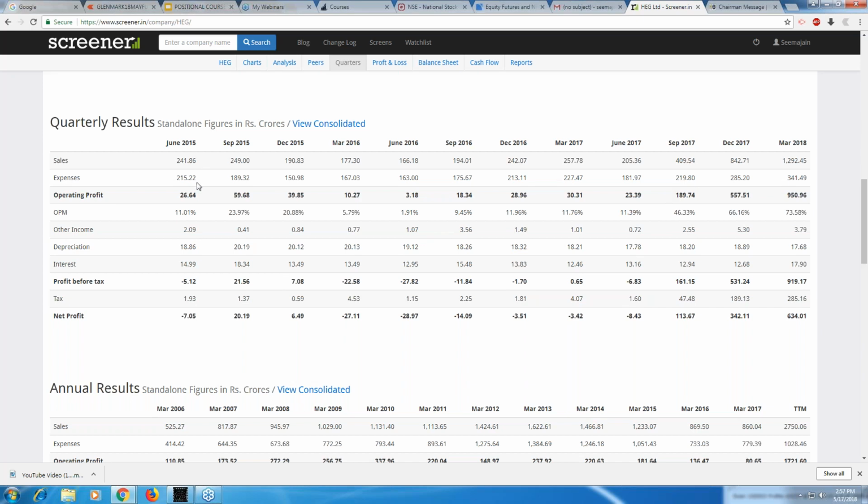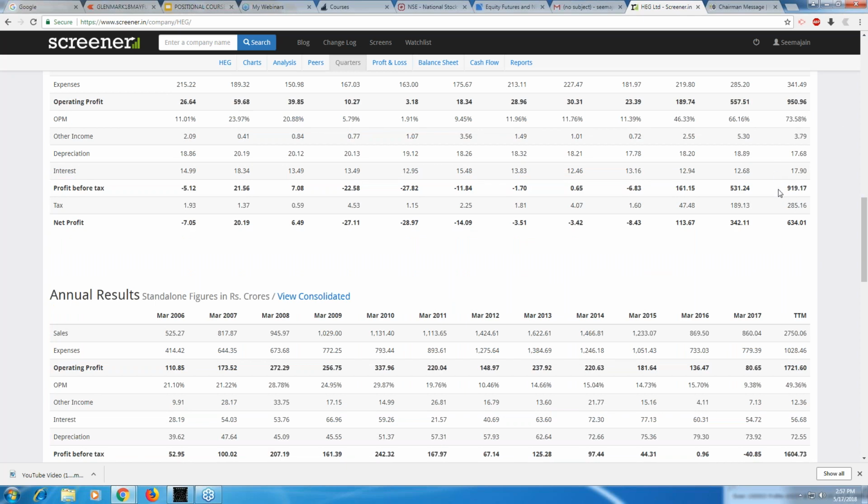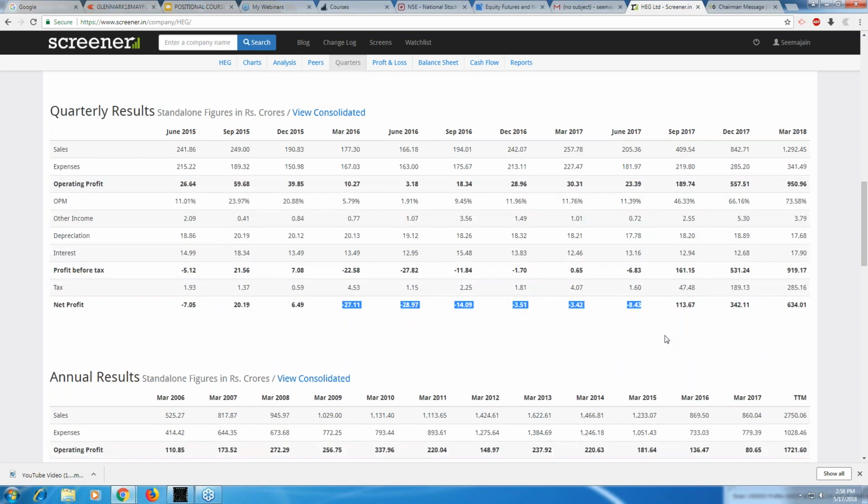Sales should grow, expenses should not grow, operating profit margin should also increase. And depreciation is stagnant almost for many years. Interest is fine. Profit before the tax, look at the huge profit before the tax, 919 crores. Net profit is 634 crores. So sometime in between the company was in negative as well, for many years. 2016 it was in the negative, and 2017 onwards it has gone into positive.